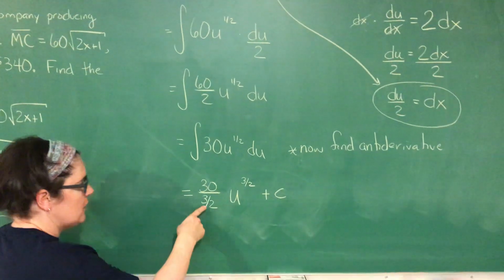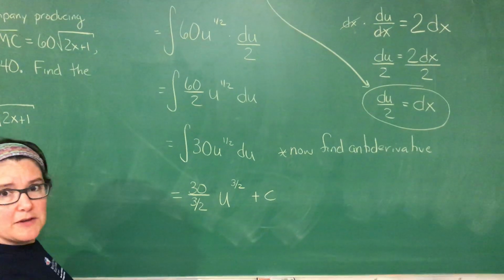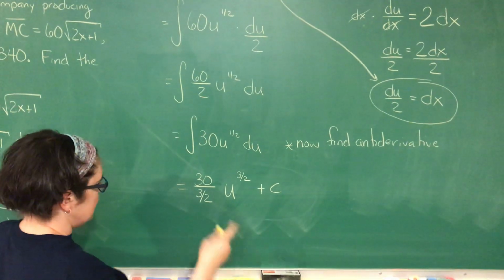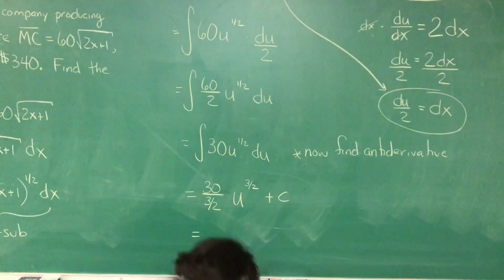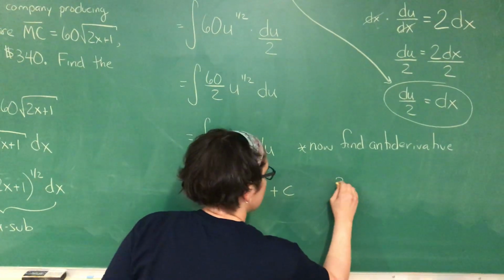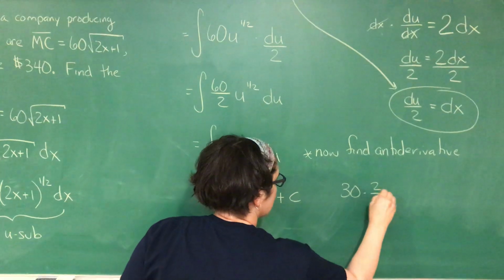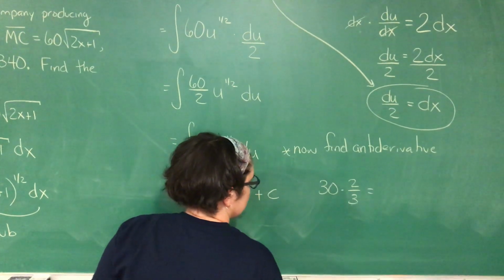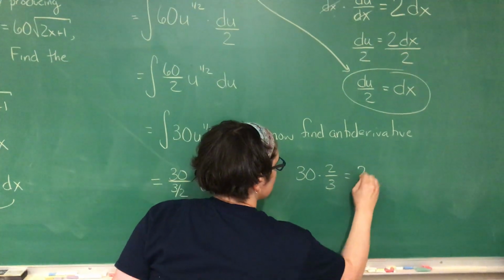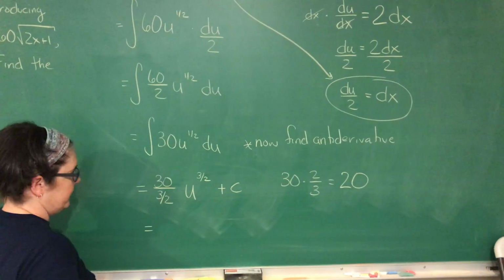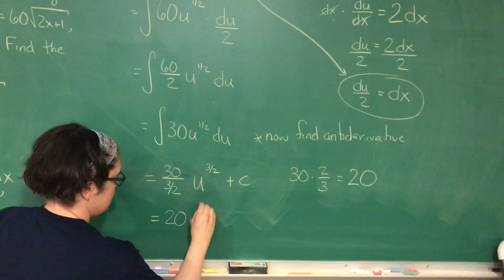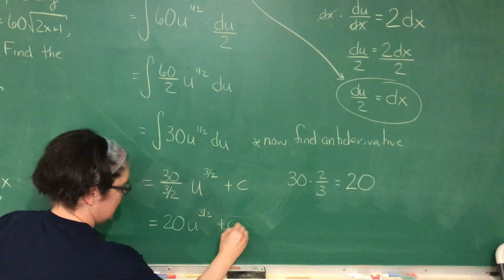Okay, so I can type this 30 divided by 3/2 into my calculator. That's all fine. If I do that, I should end up with 30 times 2/3, because when I flip and multiply, I get 60 over 3, which is 20. So I have 20 u to the 3/2 plus c.